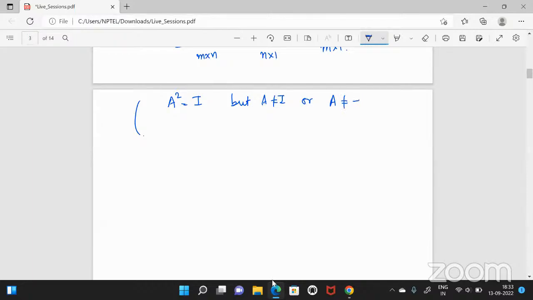We can take an example as 0, 1, 1, 0. Does this give it? Yeah, I think this is 0, 1. Fine. Perfect. So actually, in general, what that question is trying to tell is matrices don't work like numbers.